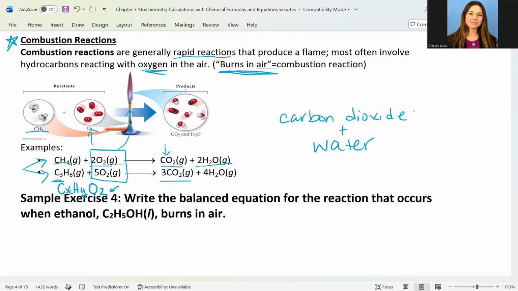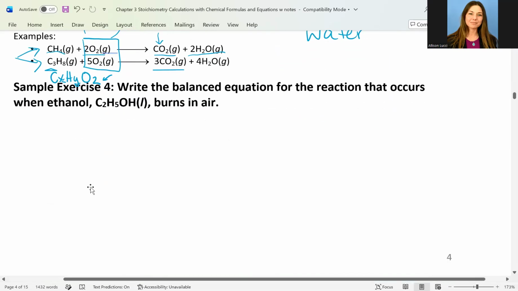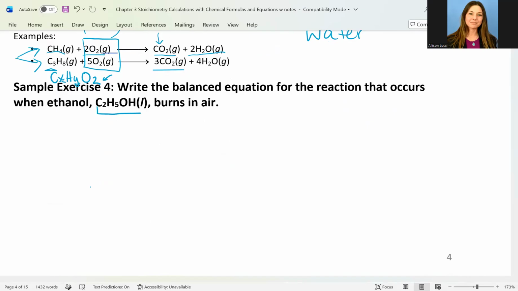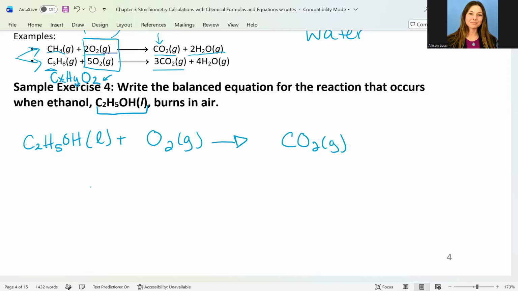So let's see what happens when we burn a different compound in air, not a hydrocarbon, a carbohydrate. So we have ethanol here, which is more commonly referred to as an alcohol. So we have C2H5OH. So we know that that's going to be one of our reactants. It's liquid form, and then we're going to burn it in air. So we know that we need some amount of O2 gas here. And then we're going to produce water and CO2, CO2 gas and H2O gas as well. All right, so we need to balance this reaction.